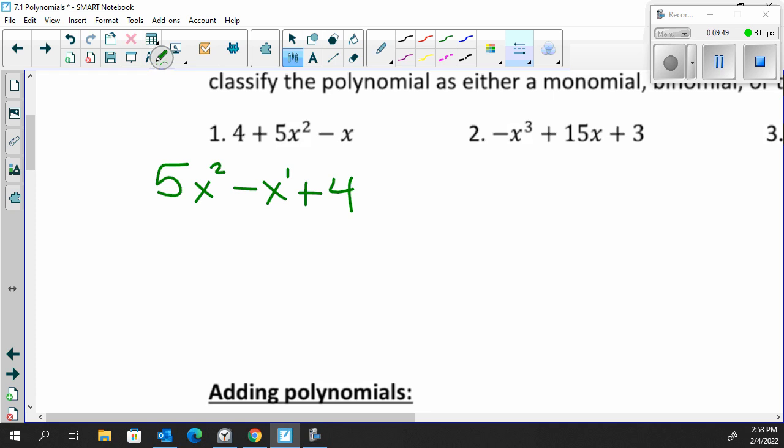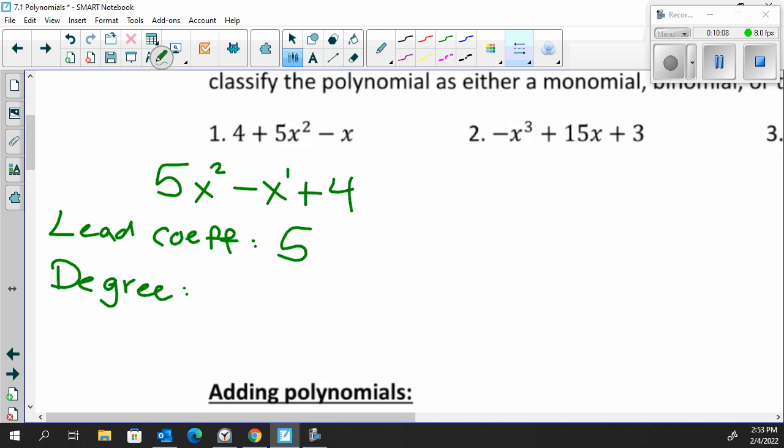Does this make sense? All right, what is the leading coefficient of this thing? 5, just 5, the number that you see in front. First number, that's the leading coefficient. What's the degree? What is it? How do you know it's 2? It's the biggest exponent that you see. Binomial or trinomial? How do you know it's a trinomial? Because there's 3 pieces. Wow.